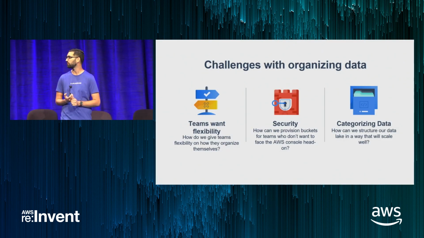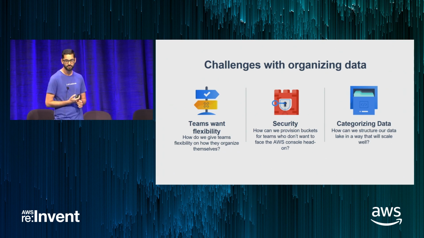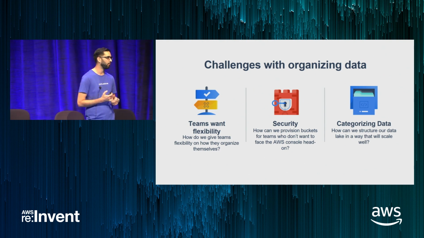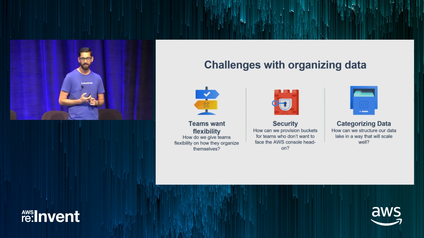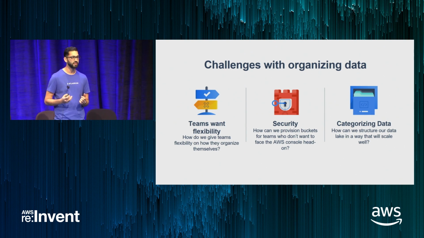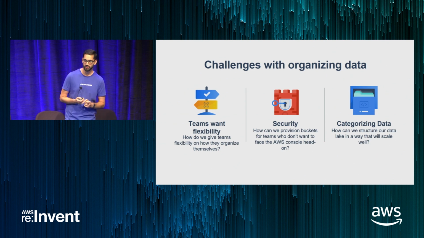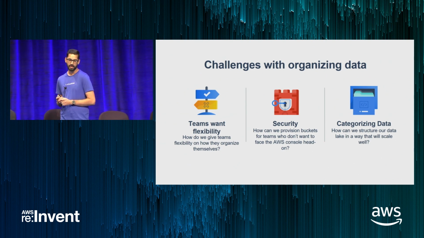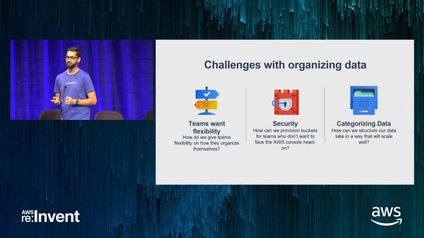The challenges we have with organizing are, one, teams want flexibility. They want to structure their work in a way that's meaningful to them, and they don't want us to dictate how entities are named or how they should structure their spaces. Security: how can we ensure that our data is secure on land and still enable our users and their team members to access what they need easily? And lastly, categorizing data. How do we structure our data lake so it will scale?